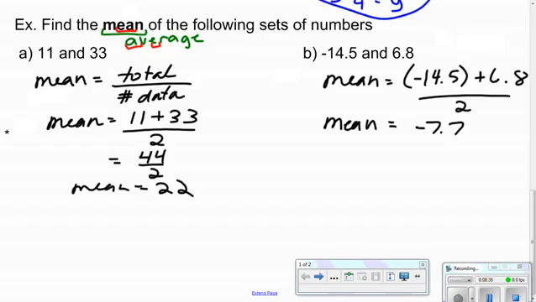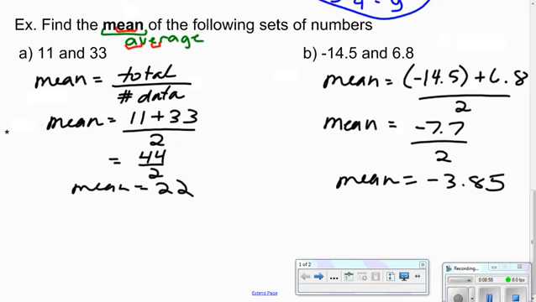There's more negative than positive here, so when we add them, we can think of subtracting them even. 6.8 minus 14.5. So then the mean between them is going to be negative 3.85. So that's how we find the mean.